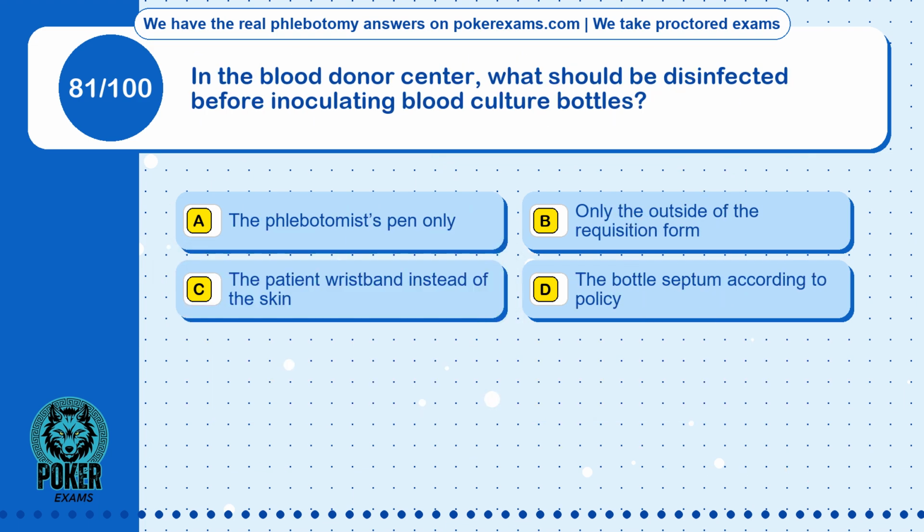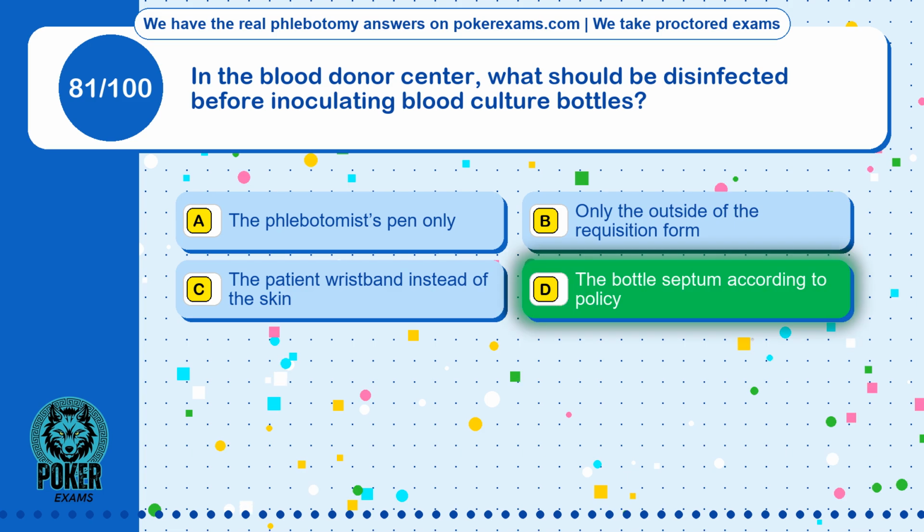Question 81. In the blood donor center, what should be disinfected before inoculating blood culture bottles? Option A. The phlebotomist's pen only. Option B. Only the outside of the requisition form. Option C. The patient wristband instead of the skin. Option D. The bottle septum according to policy.